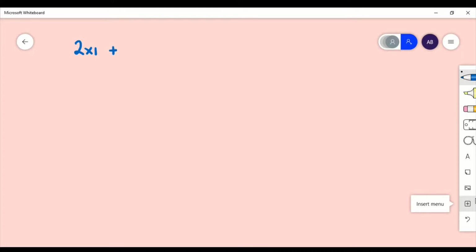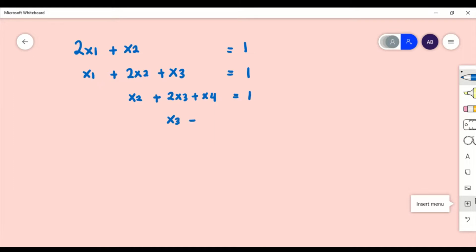2x1 plus x2 equals 1. x1 plus 2x2 plus x3 equals 1. x2 plus 2x3 plus x4 equals 1. x3 plus 2x4 plus x5 equals 1. And lastly, I have x4 plus 2x5 equals 1.